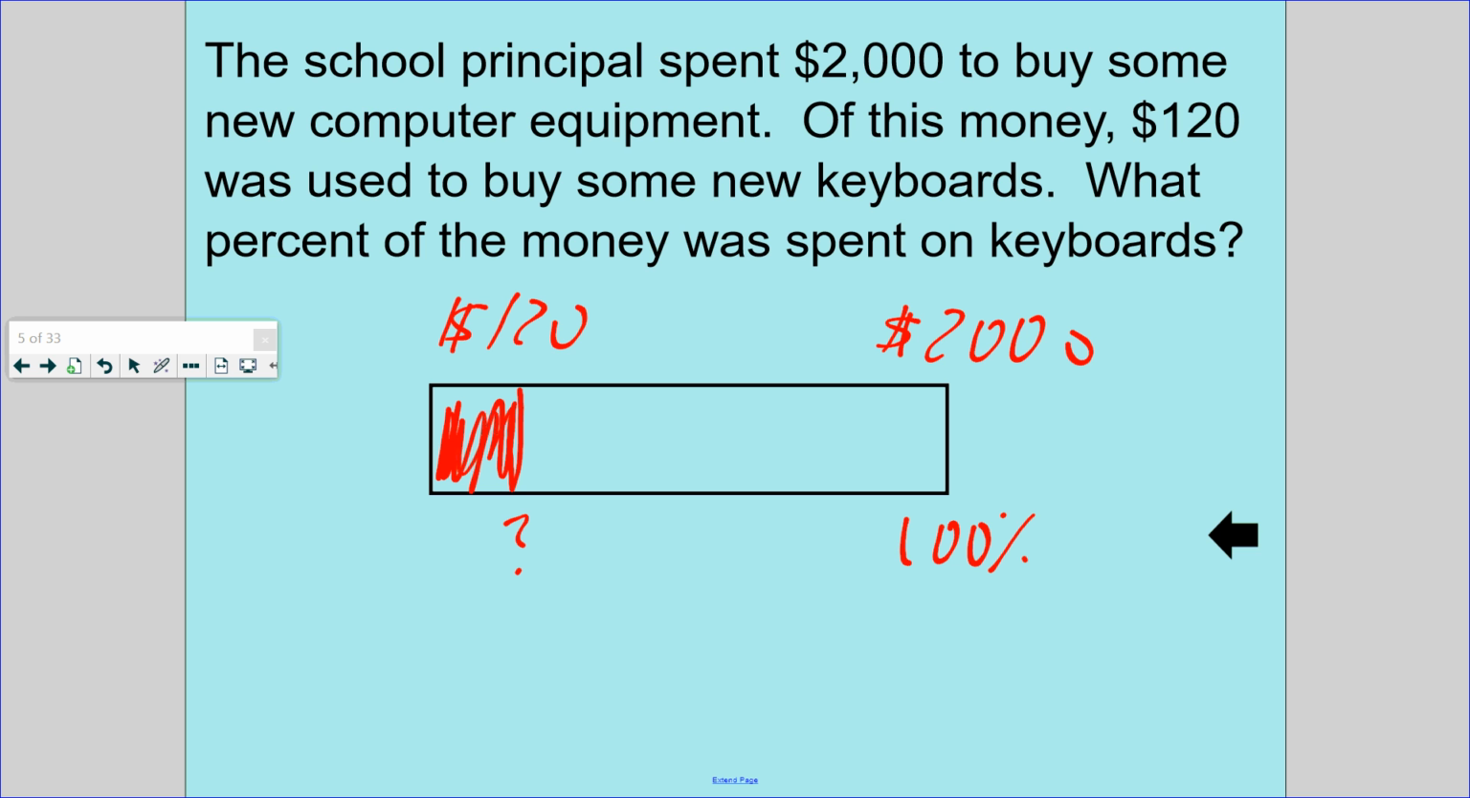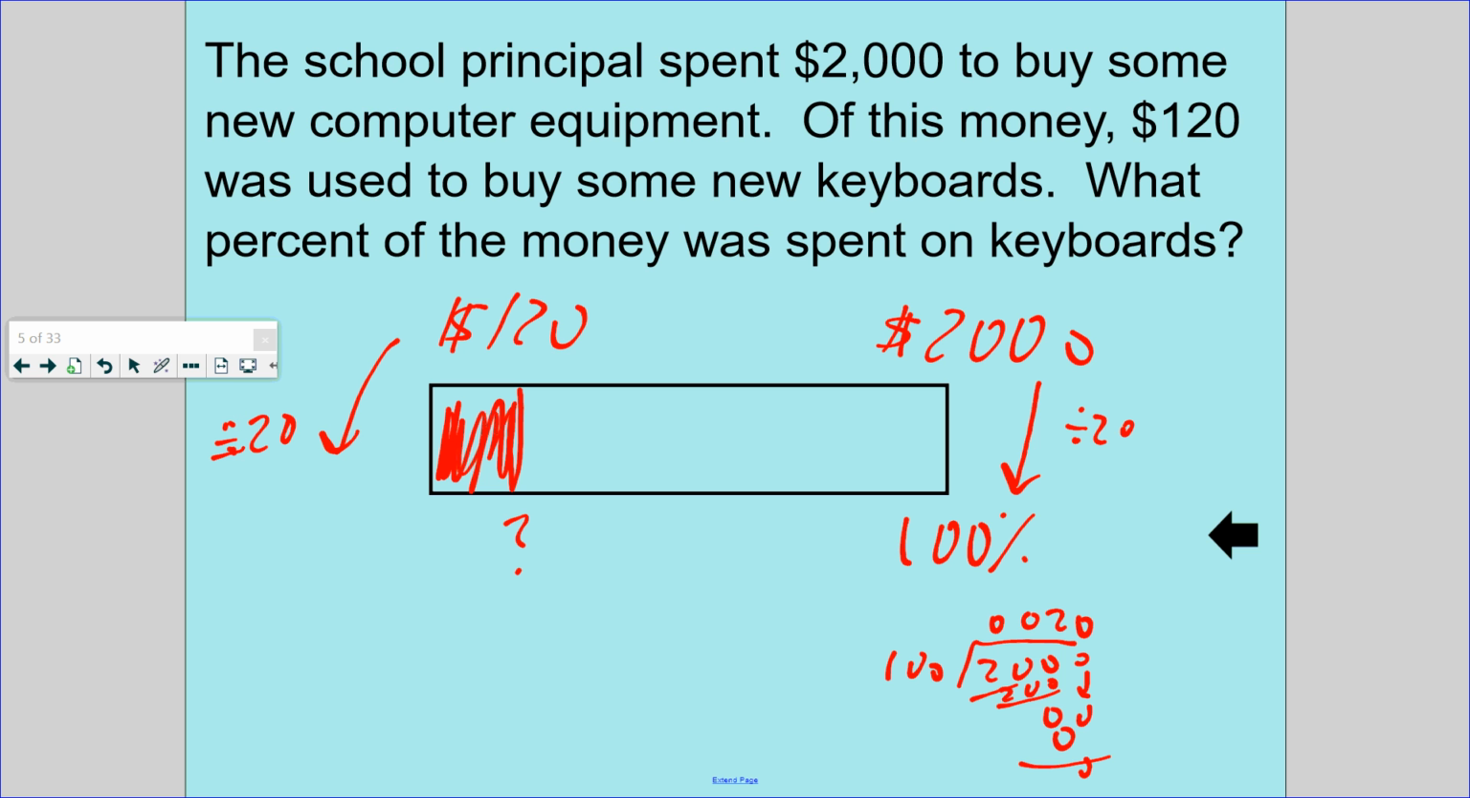So what is the relationship? Can 120 go into 2,000 easily? Not quite. Maybe there's an up and down relationship. How do you turn 2,000 to 100? Let's divide and figure it out. Can 100 go into 2? 0 times. Can 100 go into 20? 0 times. Can 100 go into 200? 2 times. So the relationship is divide by 20. 120 divided by 20 is 6%. That is the answer. 6%.